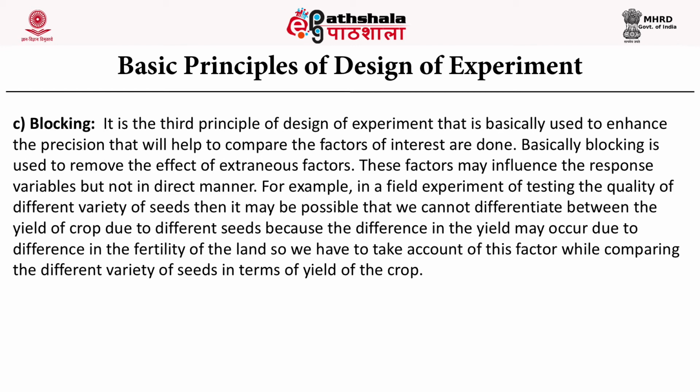These factors may influence the response variables, but not in a direct manner. For example, in a field experiment testing the quality of different varieties of seeds, it may be possible that we cannot differentiate the yield of the crop due to different seeds, because the difference in the yield may occur due to difference in the fertility of the land. So we have to take account of this factor while comparing the different varieties of seeds in terms of yield of the crop.